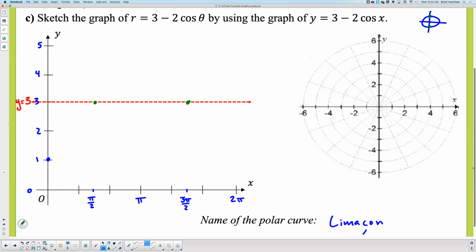So cosine hits normally its maximum at 0 and its minimum at pi. But this time, since we have a negative, it's going to be opposite. It hits its minimum at 0, and so it's going to hit its maximum at pi. That's right. So go to pi, we'll be up at 5. Put that dot on there. After 2 pi, 1 whole period, this will return to be 1. All right, let's connect our graph.